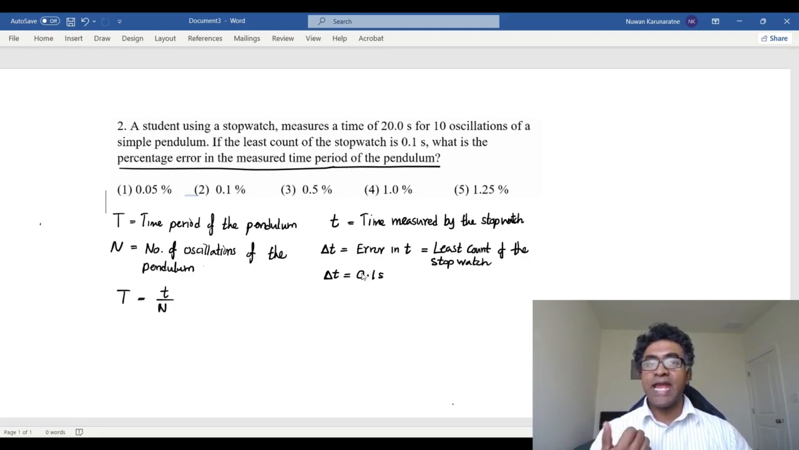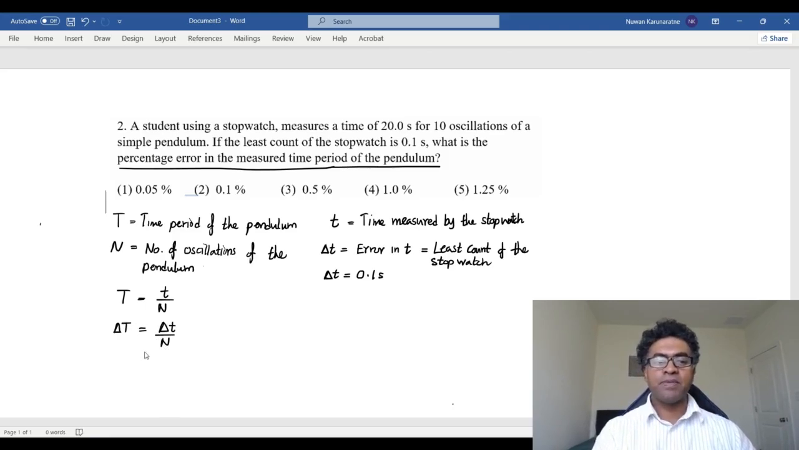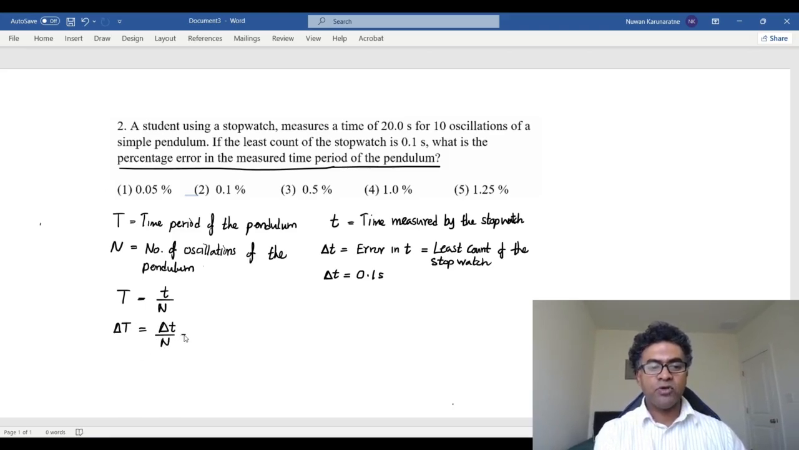Now, since the error in the stopwatch is given as delta t, we need to figure out what the error in the time period of the simple pendulum is. So using error propagation, this is a simple relationship. We can clearly find that delta simple t divided by N is equal to delta capital T. That's how the errors in the two variables connect to one another. I'm going to call this number 1 and keep it over here.